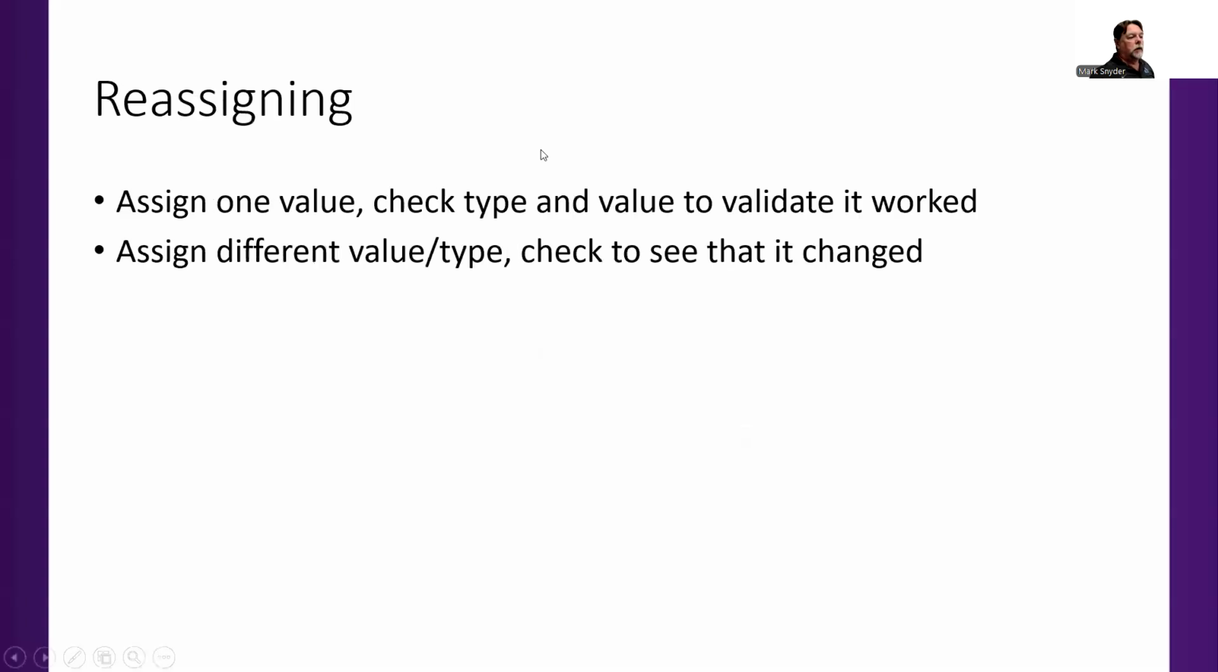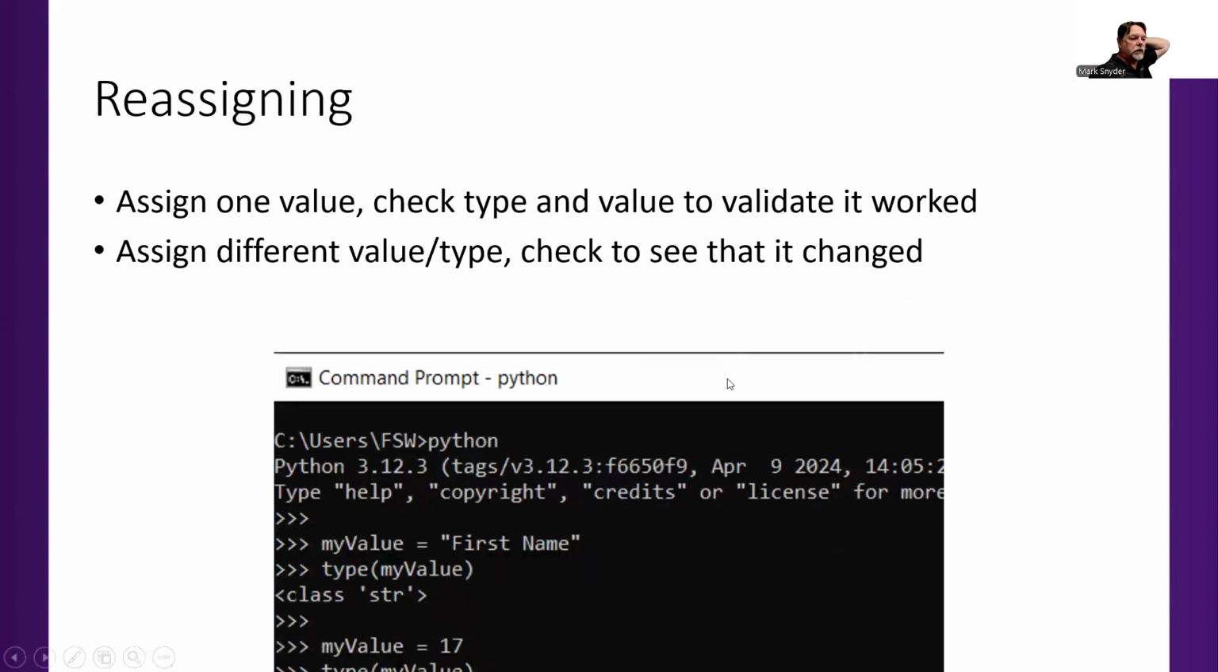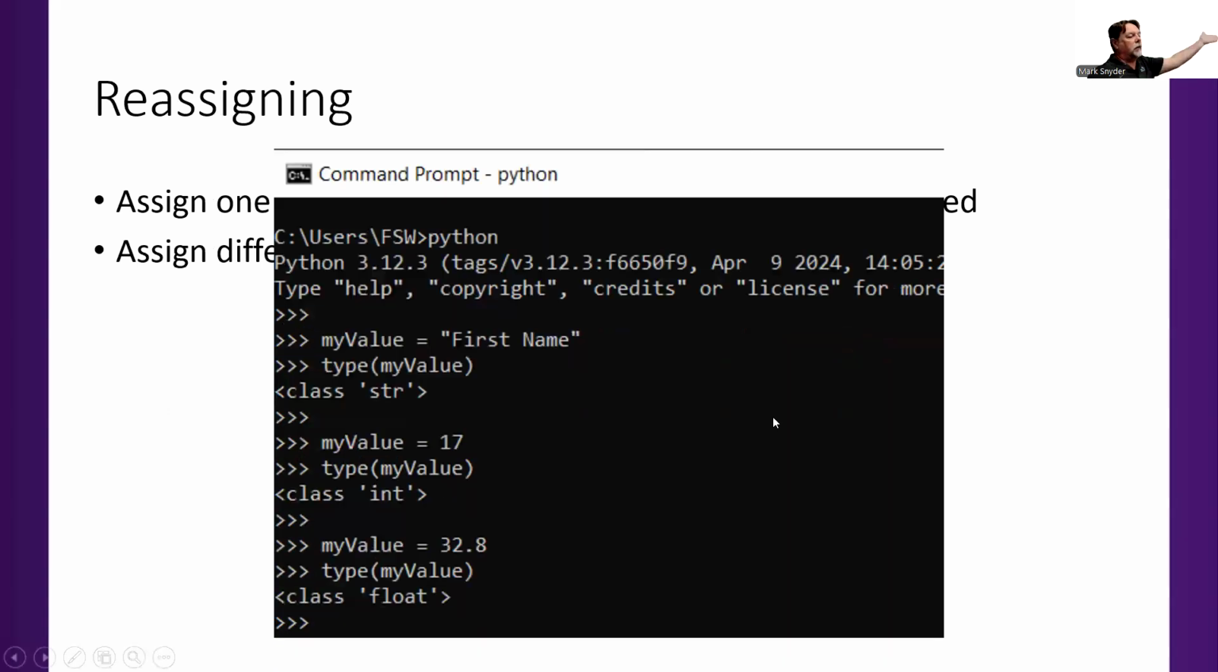Enough about that. We already talked about reassigning: you can assign a value to it, assign a different value, and see that it changed. I already used that example and showed you how that works. Set it to a string, so type string, set it to a number, it changes to type int.